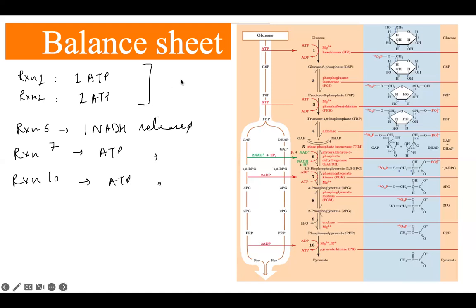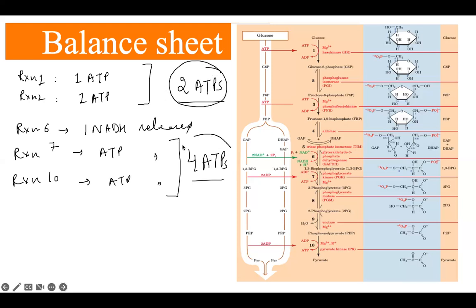So in total, we have used 2 ATPs in the energy consuming phase, and we have released 4 ATPs in the energy releasing phase. Why are there 4 ATPs? Because after the 5th reaction, there were 2 glyceraldehyde 3-phosphate molecules, and all these reactions happen twice. With one glyceraldehyde 3-phosphate molecule, 1 ATP is formed. Simultaneously, with the second G3P molecule, the second ATP is also formed.